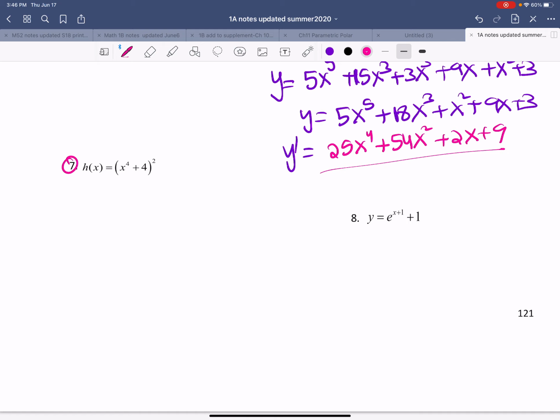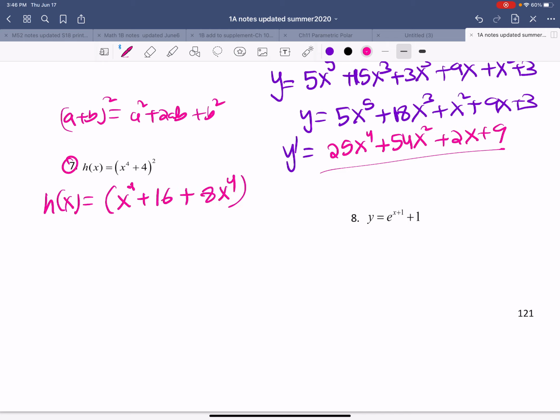Now we're looking at number 7. For number 7, we have something raised to an exponent. Raised to an exponent means I would have to open up that bag, foil it. So h of x, when I foil it, I would be able to write it as, if you recall, a plus b squared is a squared plus 2ab plus b squared. So that leaves me with x to the 8th plus 16 plus 8x to the 4th. Now h prime of x, this is x to the 8th. h prime of x would be 8x to the 7th plus 32x to the 3rd. And the derivative of 16 is going to be 0. We don't need to write it.